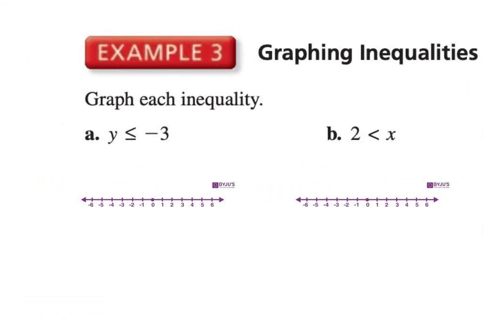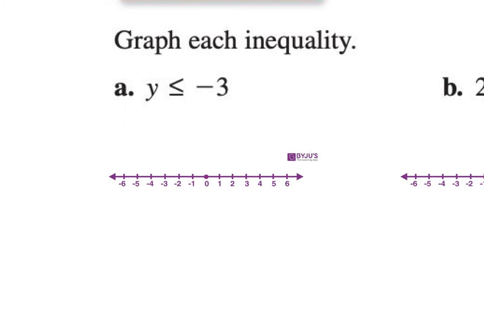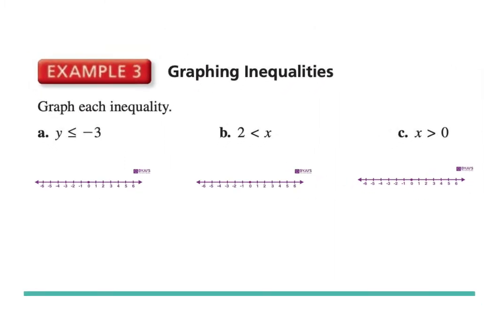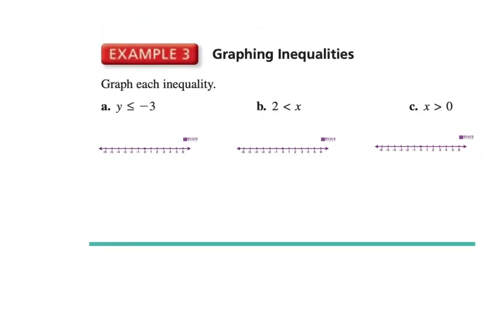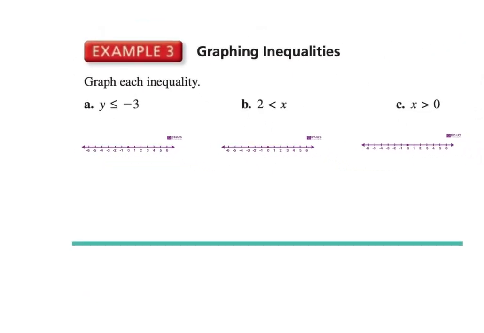Cool. We're going to graph each inequality. So now we've got 3 inequalities and we're going to graph them, okay? First thing that I want you to do is copy down all 3 of these. Y is less than or equal to negative 3. 2 is less than x, and x is greater than 0. And I want you to circle each of the inequality symbols, and down below it, write closed for the first one, open for the second, and open for the third, okay?